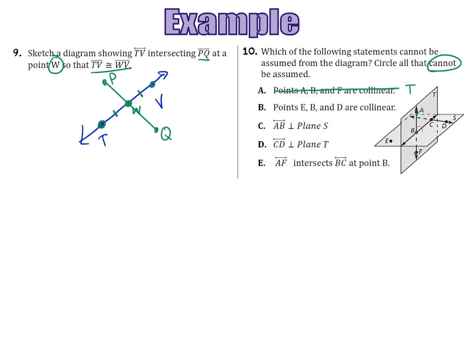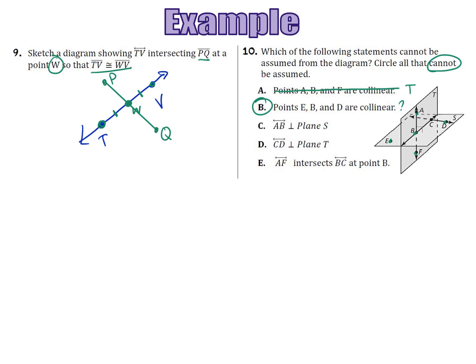B says points E, B, and D are collinear. E, B, and D. It looks like we could draw a line going through all of them, but since one is not written there, we cannot assume. So this cannot be determined. It might be true, it might not be true. Without a drawn line, we can't assume it to be true.